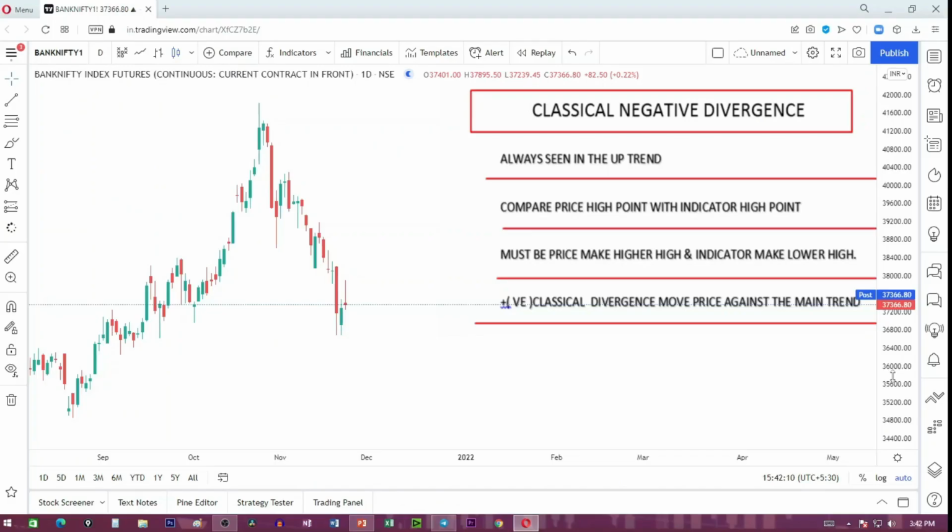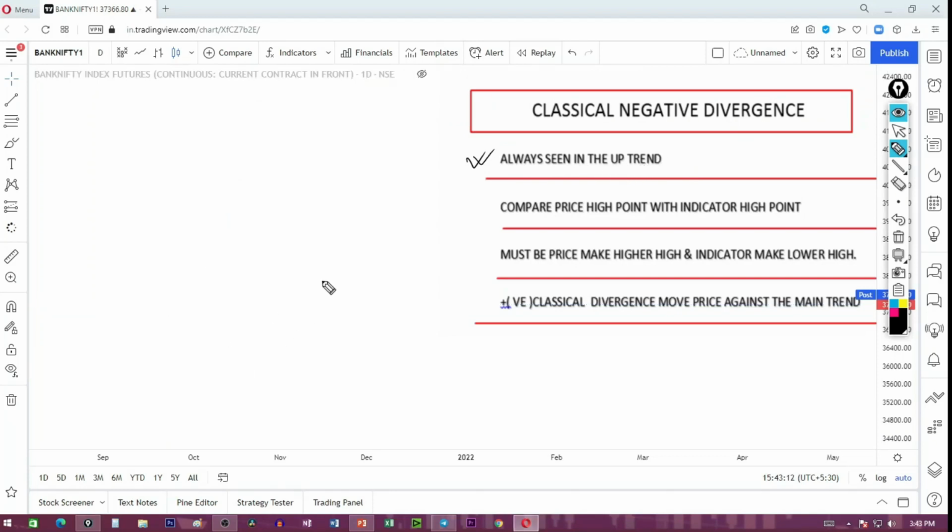Before I explain classical negative divergence, I note down some important features of it. The first point is that it is always seen in an uptrend, meaning when price moves in an uptrend. In an uptrending market, classical negative divergence is created on the chart. The second point is to compare the price high point with the indicator high point.